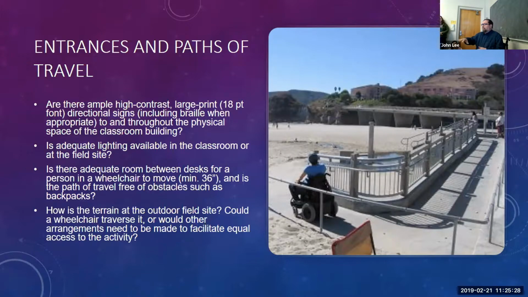It's a little different where there's turns involved, like sometimes 42 inches, like in hallways, if there's going to be a turn, and that type of thing. And then how is the terrain at the outdoor field site? Could a wheelchair traverse it? Or would other arrangements need to be made to facilitate equal access?